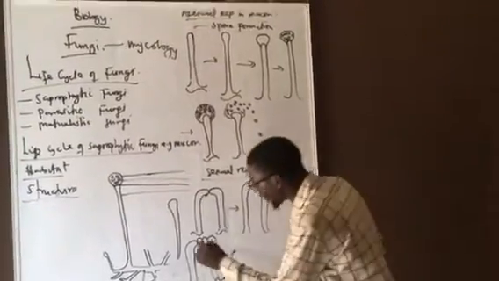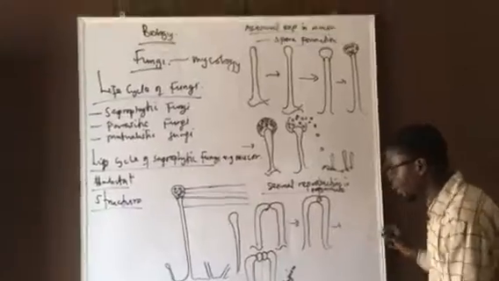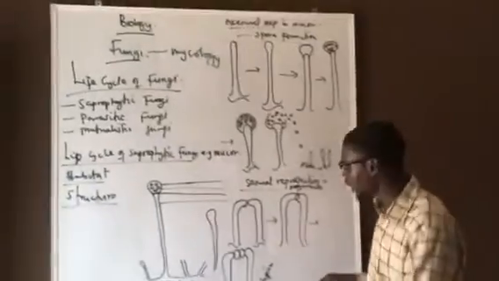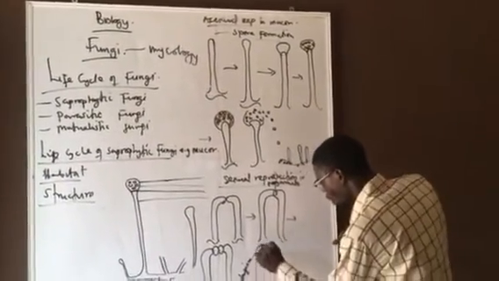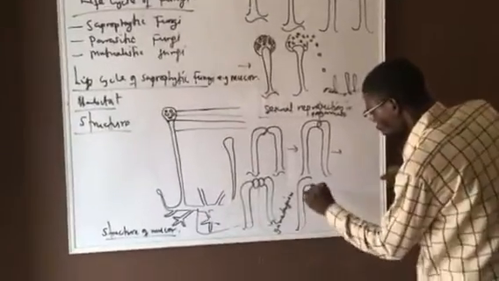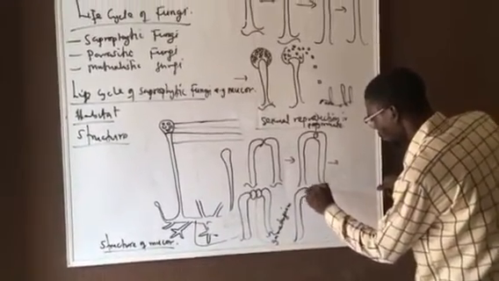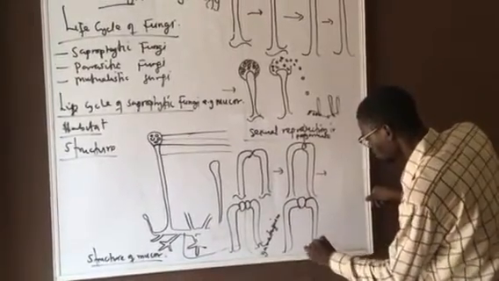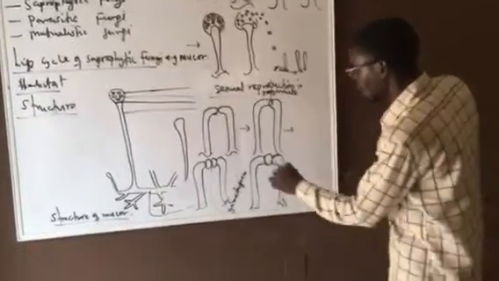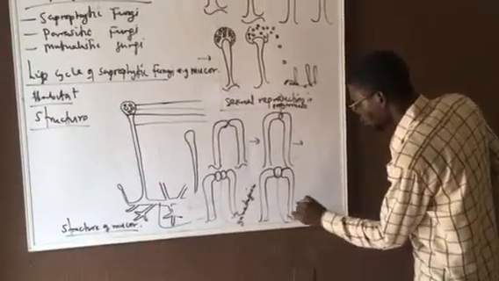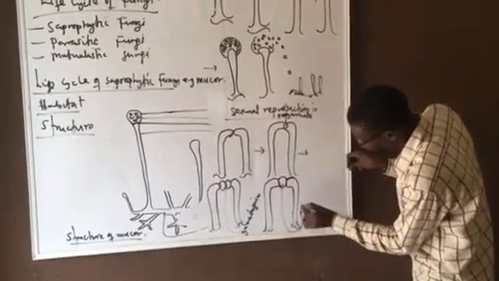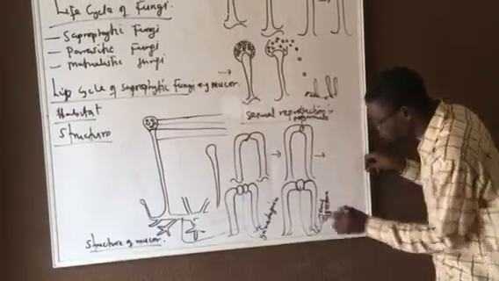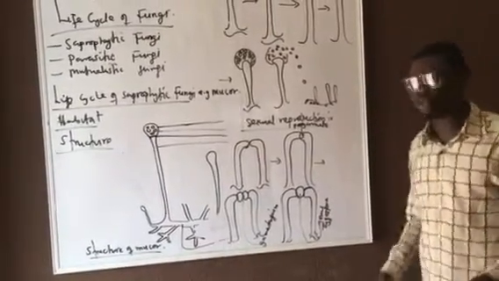As the gametangium matures, the wall of the gametangium will break, and the gametes of the gametangia are fused together to form the zygospore. So this is the life cycle. This is a young zygospore. This zygospore will develop a coat to form a mature zygospore.